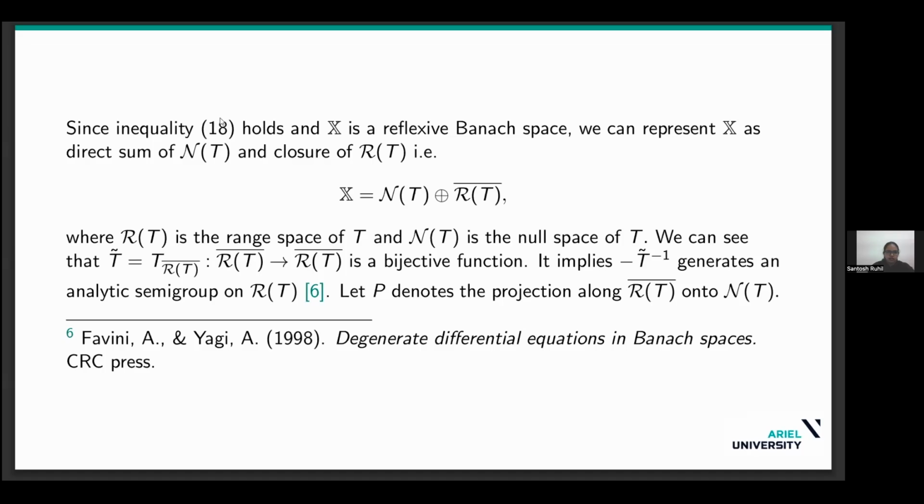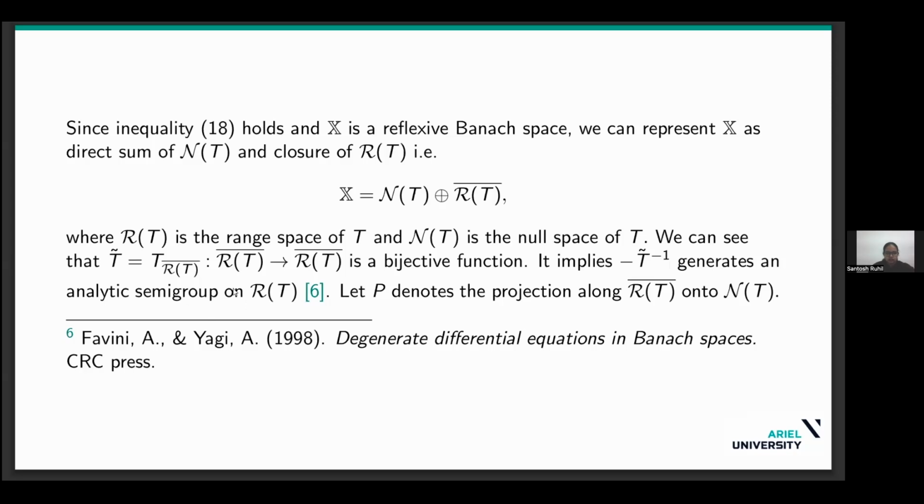And now since the inequality 18, which was our estimate for the operators M and L, holds and X is a reflexive Banach space, then we can represent X as a direct sum of the null space of T and the closure of the range space of T. So here we have defined an operator T tilde, that is the restriction of the operator T onto the closure of the range space of T, which is a bijective function, and it implies that minus of T tilde inverse generates an analytic semigroup on R of T.